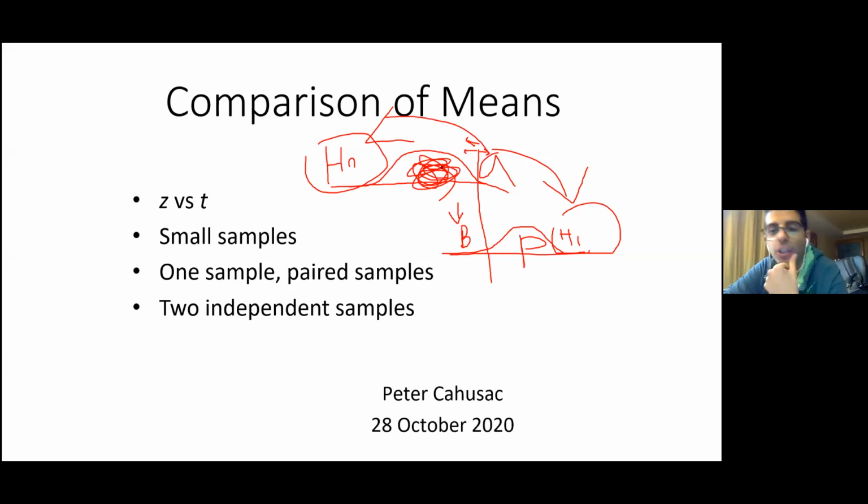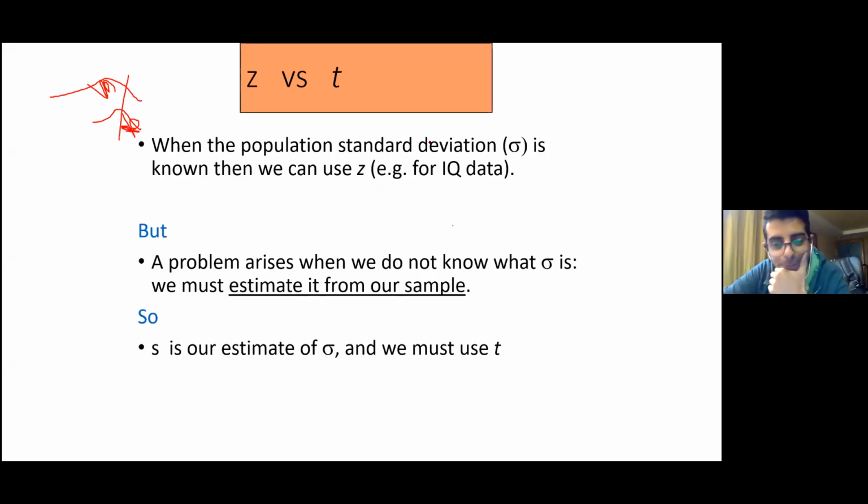P to the left means it's greater than 5%. P to the right means it's less than 5%, meaning this way means significance. This way means it's not significant. So yeah, now it's time we deal with Z versus T, right? Z versus T.